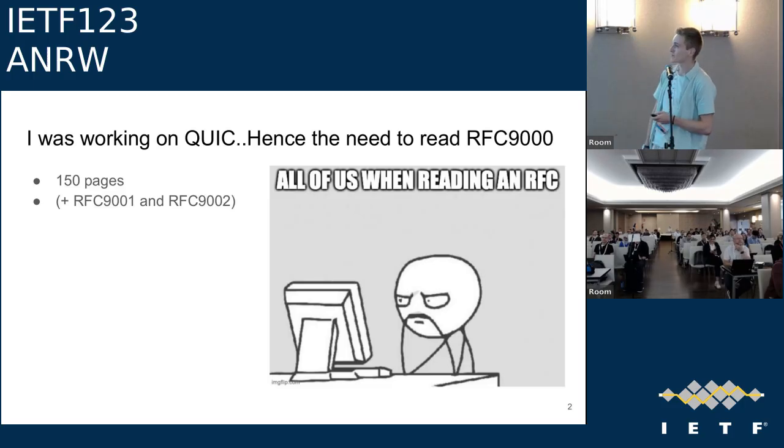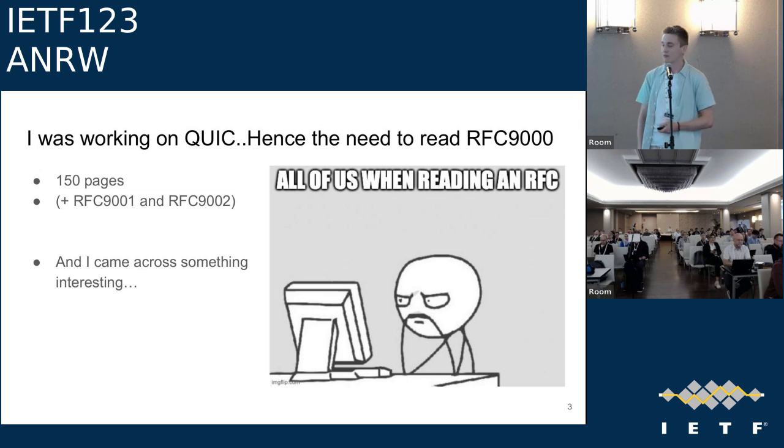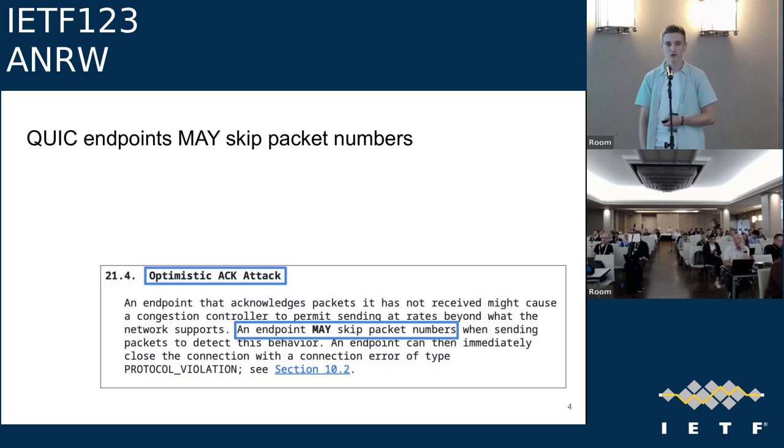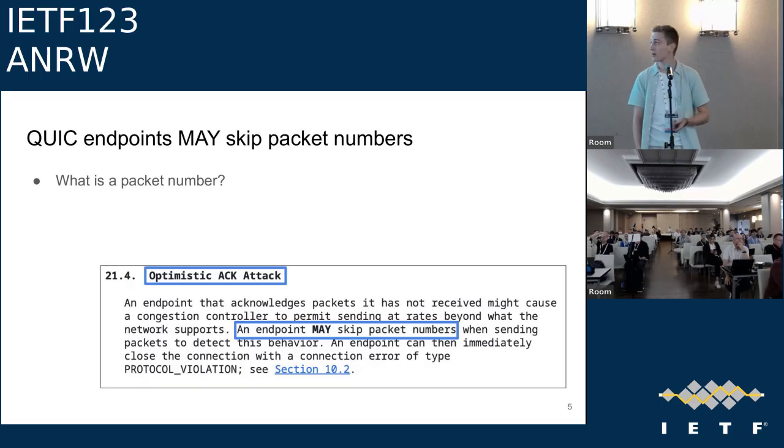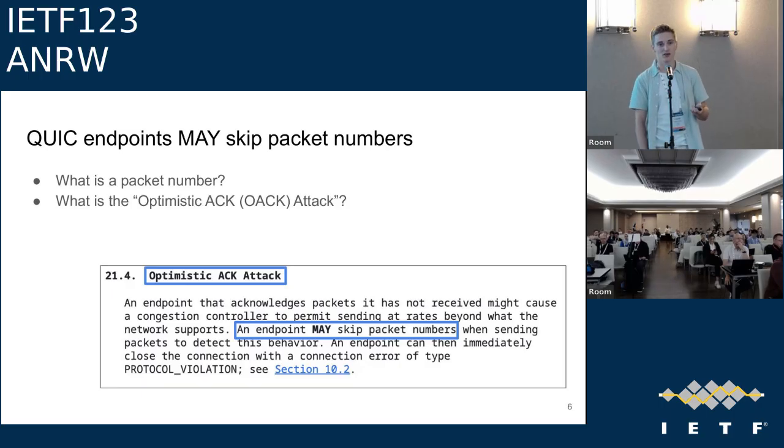Okay. So I'm a PhD student. As part of my job, I have to read RFCs because I'm working on QUIC. And it's a long RFC, so I have to read it quite often. And once I came across something quite interesting in this RFC. It's related to section 21.4. It says something about the optimistic attack and that an endpoint may decide to skip packet numbers. So first, we'll review what a packet number in QUIC is, and then what the optimistic attack is.